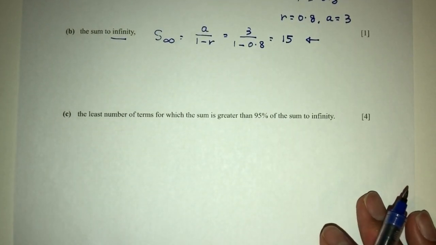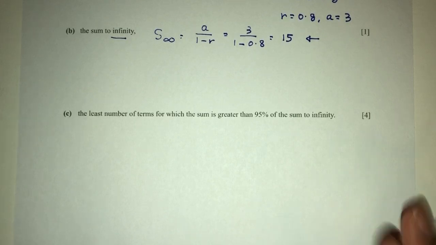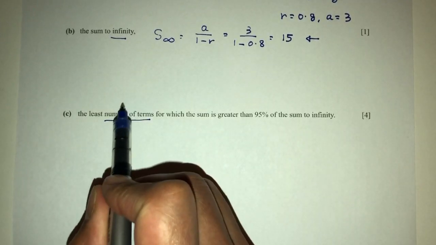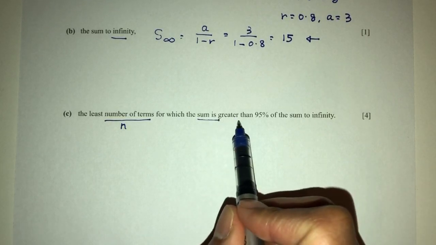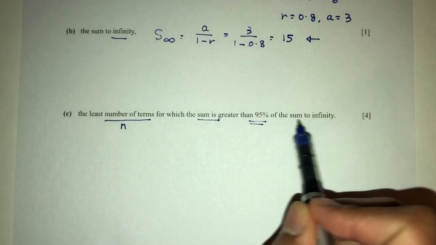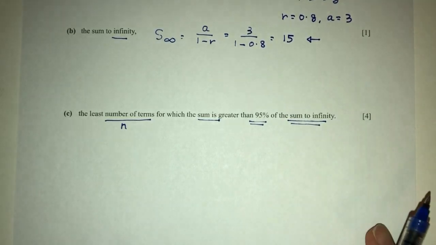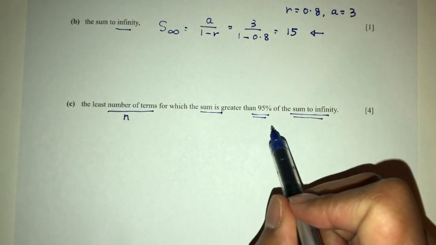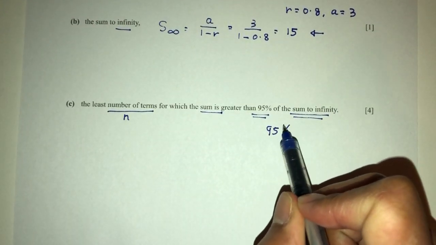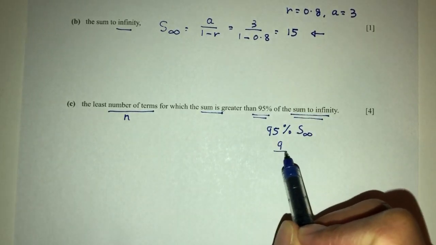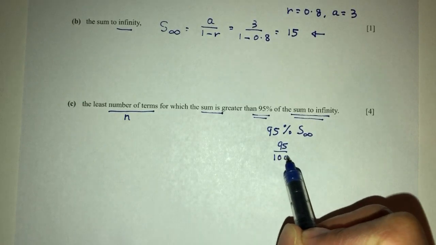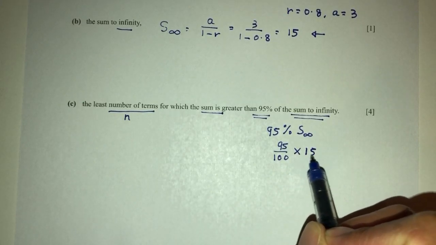Now for part C, we have to find the least number of terms, so find n, right, for which the sum is bigger than 95% of the sum to infinity. Okay, so first, what is 95% of the sum to infinity? So 95 over 100 times 15, which is our sum to infinity.